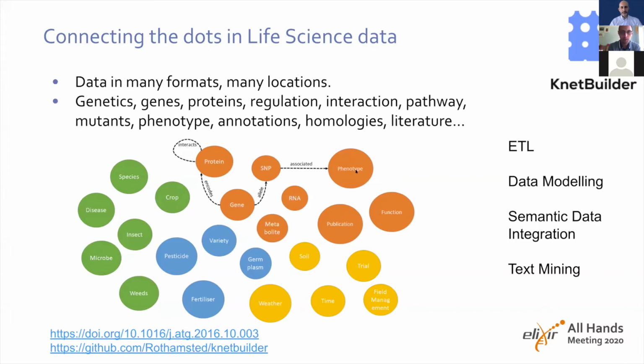So a knowledge graph is a graph of nodes and edges where the nodes and edges have a semantic label on it and can have properties. NetBuilder itself is open source, and I've provided links to a paper, and you can see the project on GitHub if you want to understand a bit more about the details of how the data integration platform works.